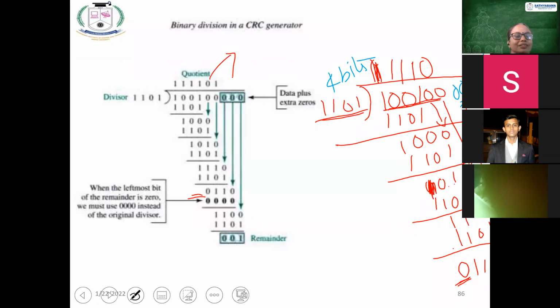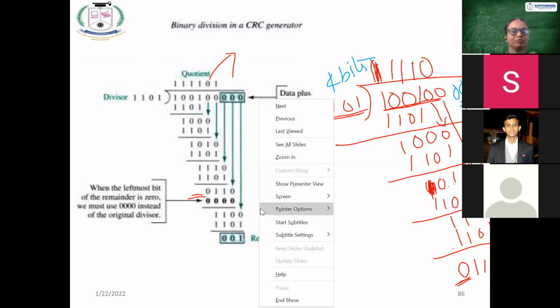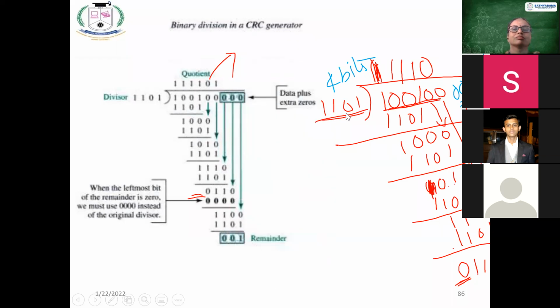Ma'am, we couldn't see the right side, ma'am. Can you able to view this? Right side you can't see. The one which you draw, we can't see, but the one on the slide, we can see. Oh, okay, okay. I think you may just see this now. Yeah.